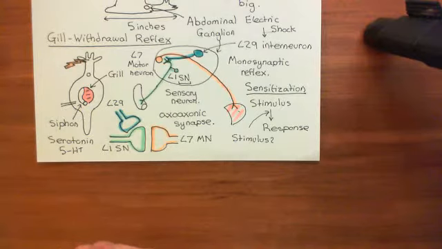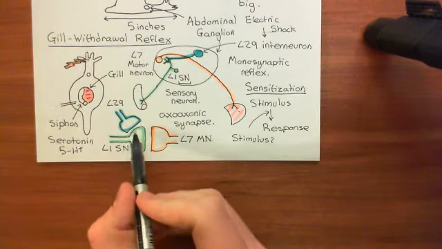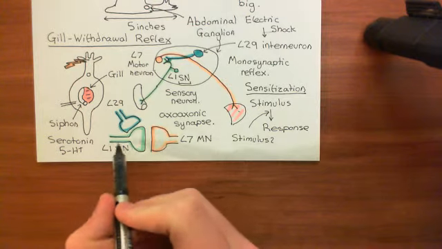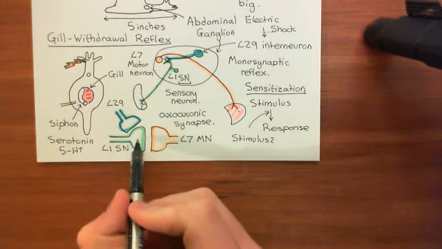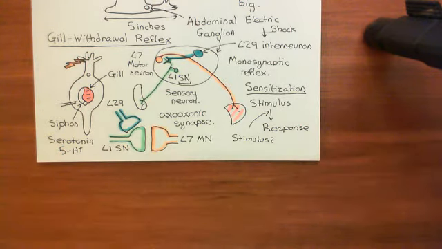Okay, so I think I will call it there for this video, and in the next video we will begin discussing the pathway by which serotonin being released onto this L1 sensory neuron is going to trigger that L1 sensory neuron to release a greater amount of neurotransmitter.